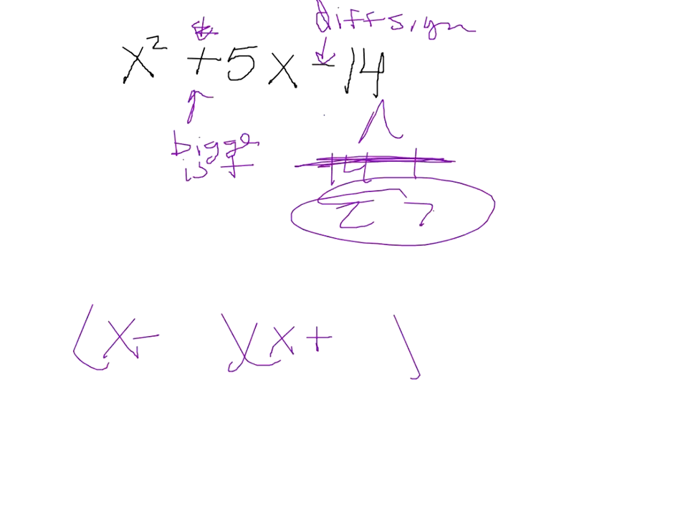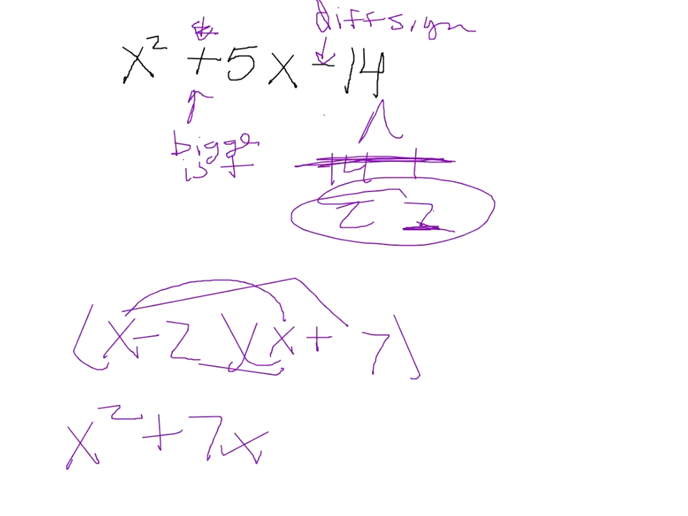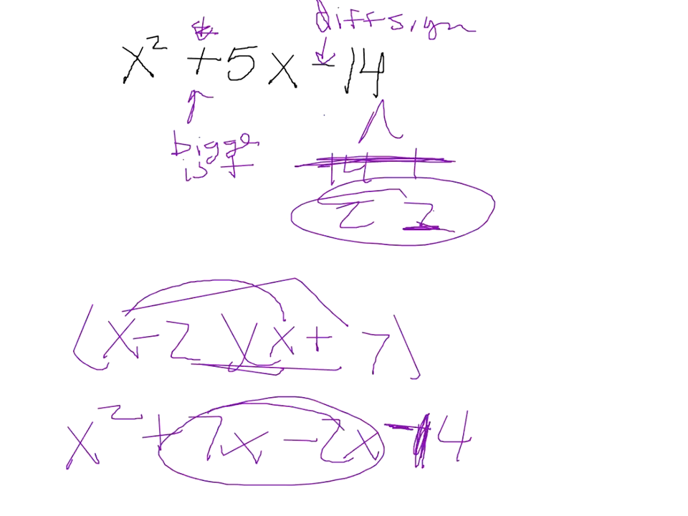I know the signs are going to be different. And the bigger one goes with the positive sign. The smaller one goes with the negative. Okay, now I check. X squared plus 7x minus 2x minus 14. That's a minus 14. So those together combine to give me 5x, which is what I wanted. So this is the correct factorization.